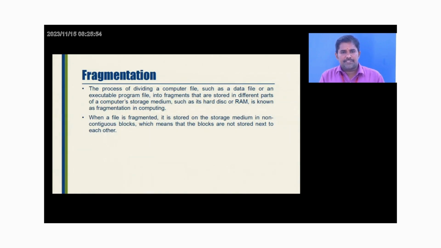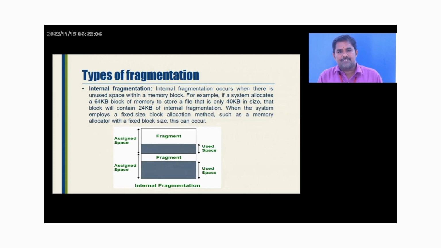So fragmentation is all about storing some elements and after that making continuous deletions. When you delete some data from memory, it creates some free space. So there are two types of fragmentation.